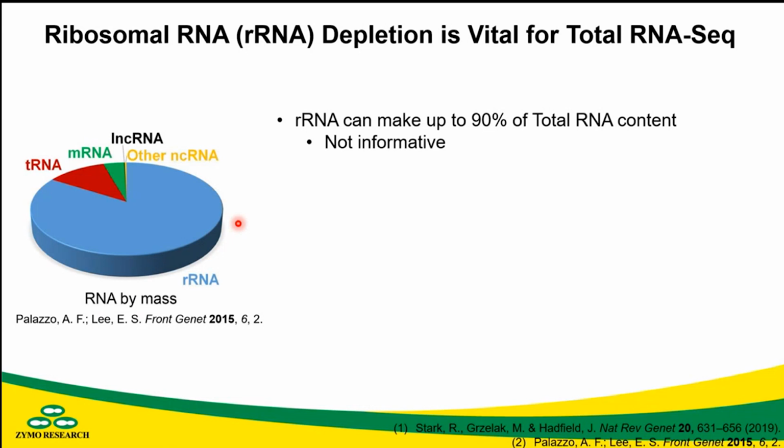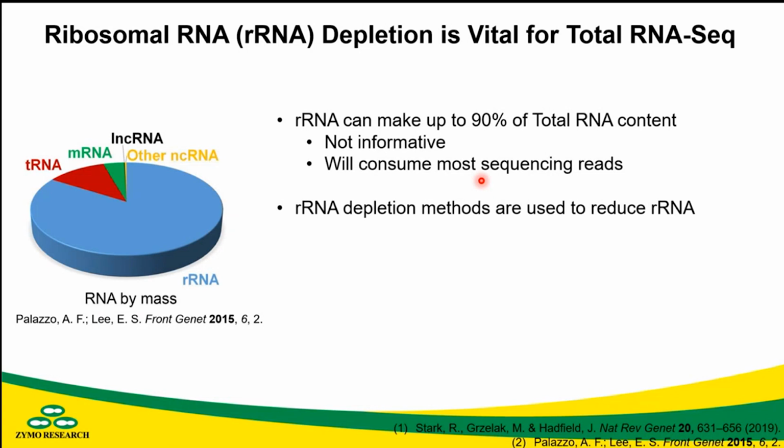This means that in many research applications, a lot of the information that you get from your sequencing libraries is actually not informative for the questions that you're looking to answer. But because rRNA is so abundant that it takes up the majority, it will consume most of the sequencing reads, which then significantly reduces the efficiency of any sequencing run.